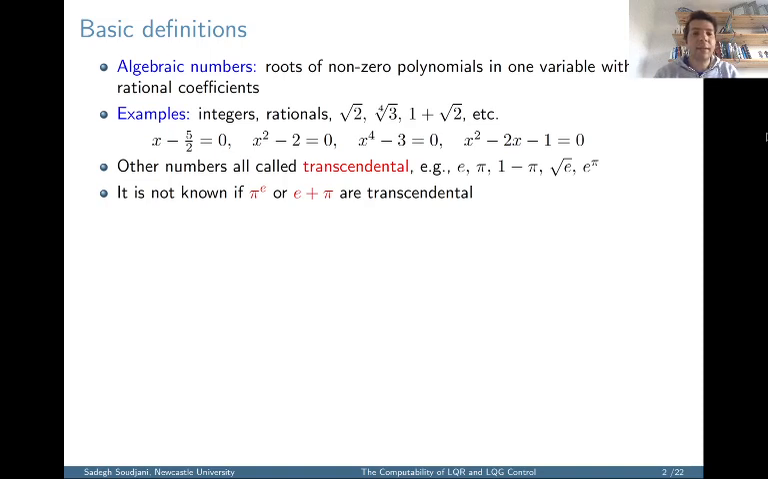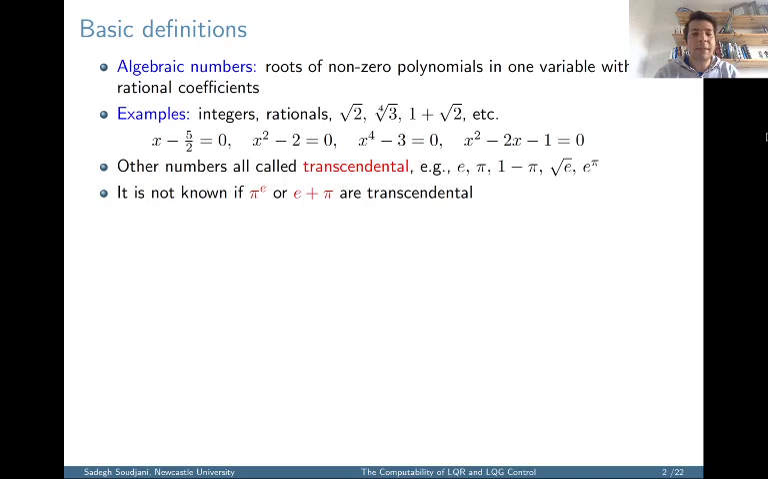The first one is the difference between algebraic numbers and transcendental numbers. Algebraic numbers are roots of polynomials in one variable with rational coefficients. Examples of these numbers include integers, rationals, a square root of 2, the fourth root of 3, 1 plus a square root of 2, and so on. We can easily write down a polynomial with one variable with rational coefficients such that their roots are the numbers I just mentioned. Other numbers are called transcendental.